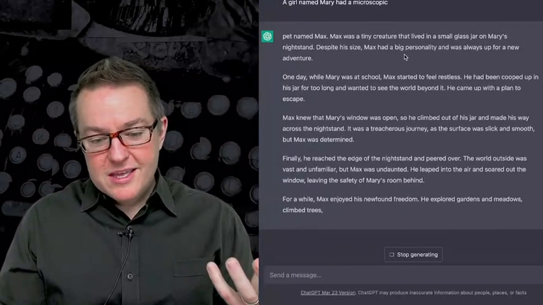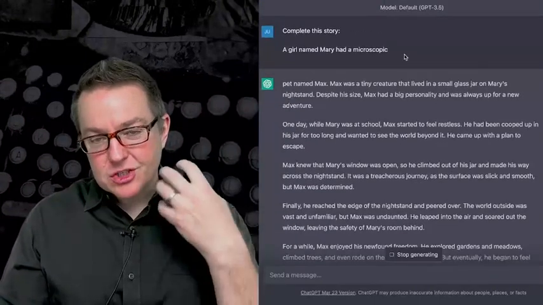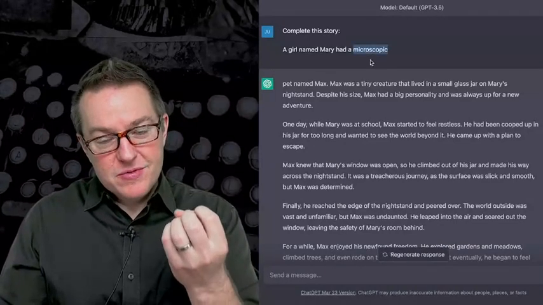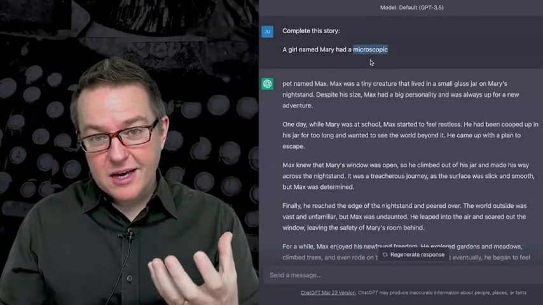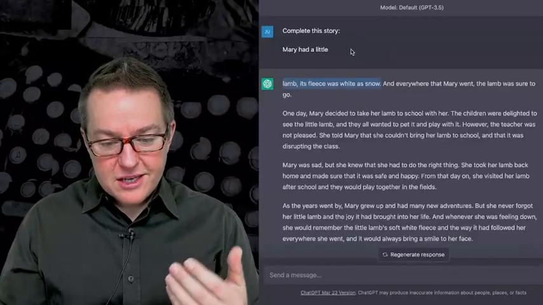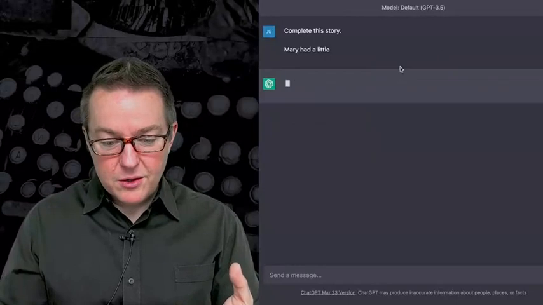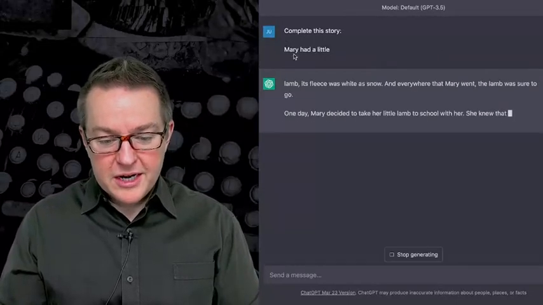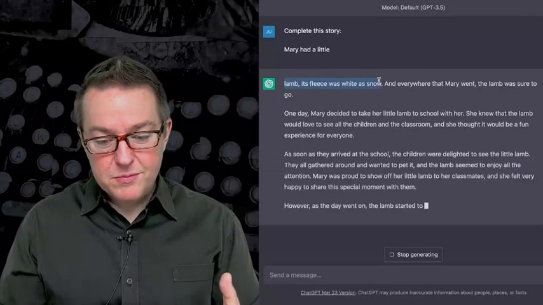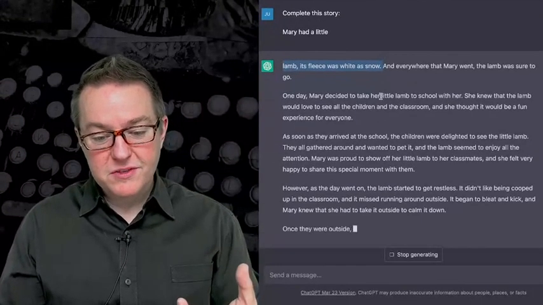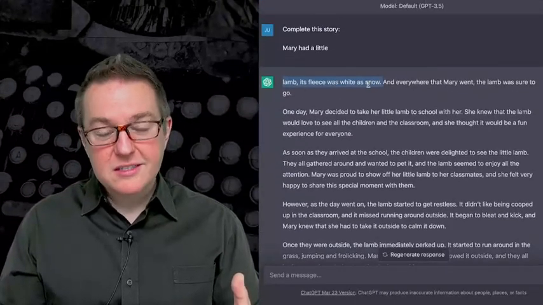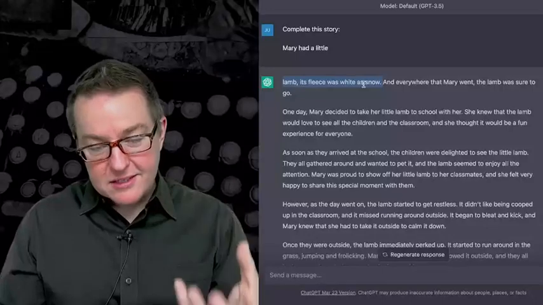And so, this pattern isn't as strong. There are words in this pattern that are strong and give context that help to shape the story. But the pattern itself is not as strong as Mary had a little. So doing it again, whereas the other story changed completely, I'm still getting the same completion with this. I'm still getting lamb, its fleece was as white as snow. So every time I'm getting a very consistent response to this pattern.